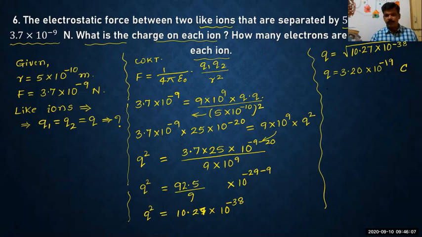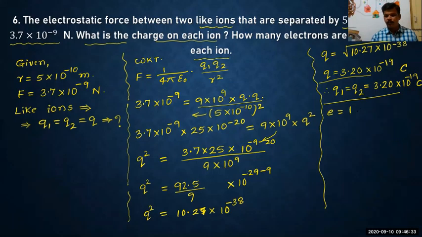Therefore Q1 is equal to Q2 is equal to 3.20 into 10 raised to minus 19 coulomb. That is the first part. This is over. Okay, we got the answer. Now the second part: how many electrons are missing from each ion? See, we know that the charge of one electron is 1.6 into 10 raised to minus 19 coulomb.